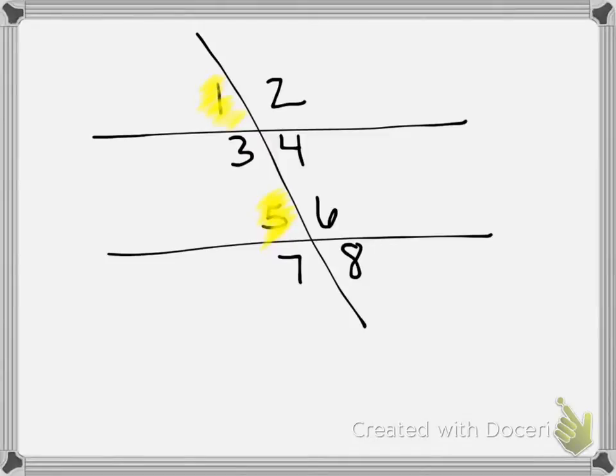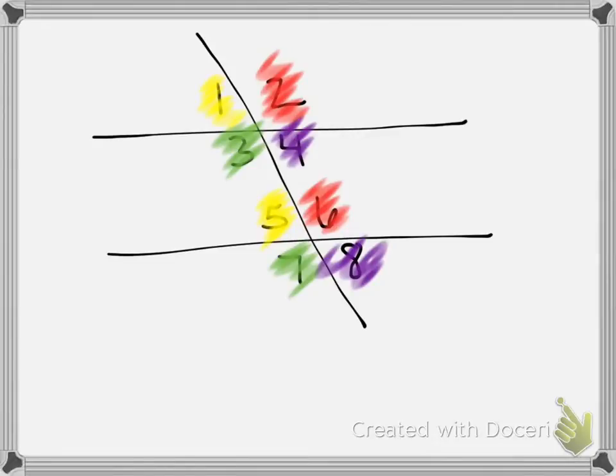Same thing with angle 2, above the parallel line and to the right of the transversal, and angle 6. And angle 3 is below the parallel line and to the left of the transversal, just like angle 7. And angle 4 is below the parallel line and to the right of the transversal, just like angle 8. So those are your corresponding angles, and those should be written under the flaps of your foldable.